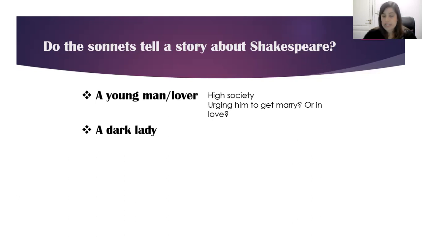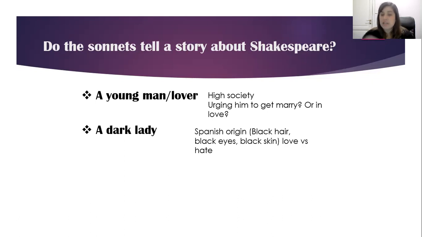Another group of sonnets is addressed to a dark lady, a lady who is exotic, who maybe is of Spanish origin, but she has black hair, black eyes, black skin, and there is this relationship of love and hate that Shakespeare has with this lady, that maybe she was a mistress or something like that, but we really don't know.